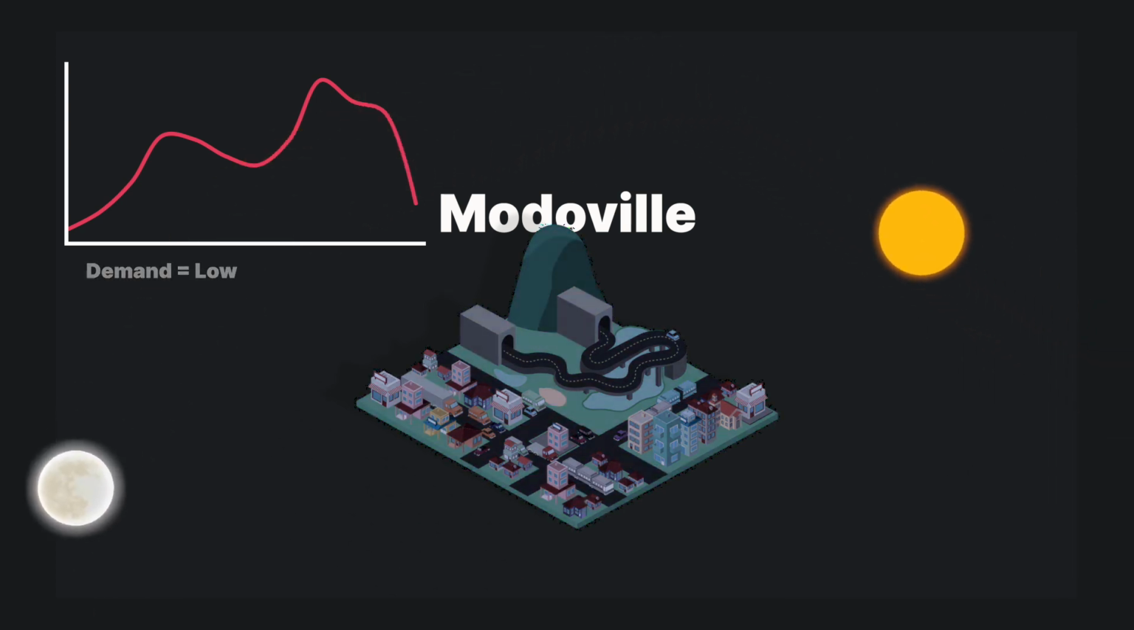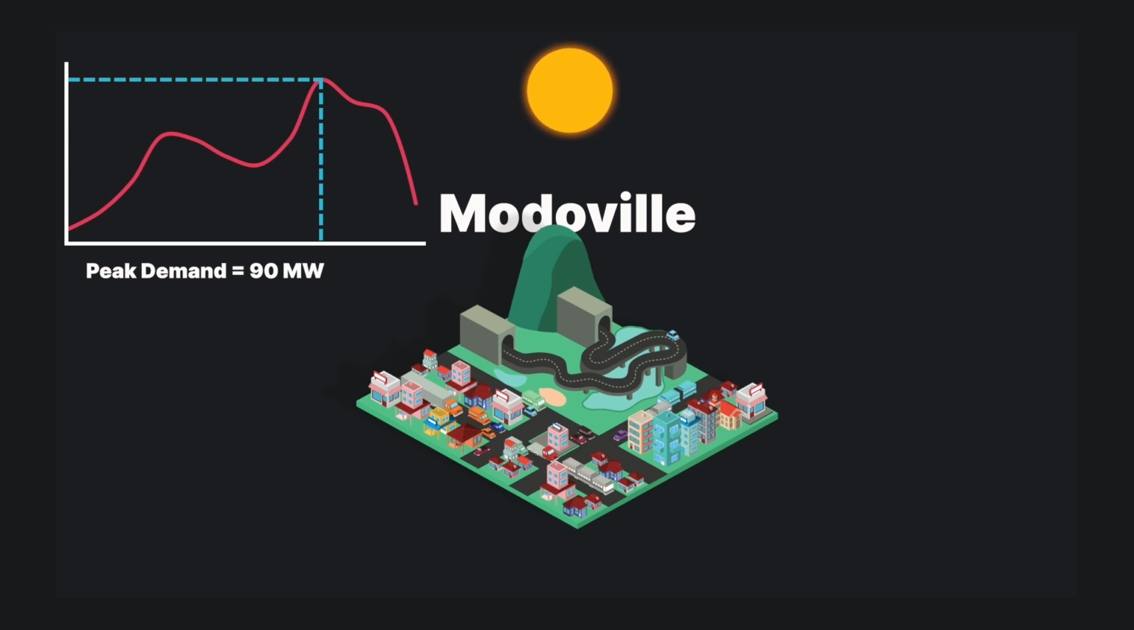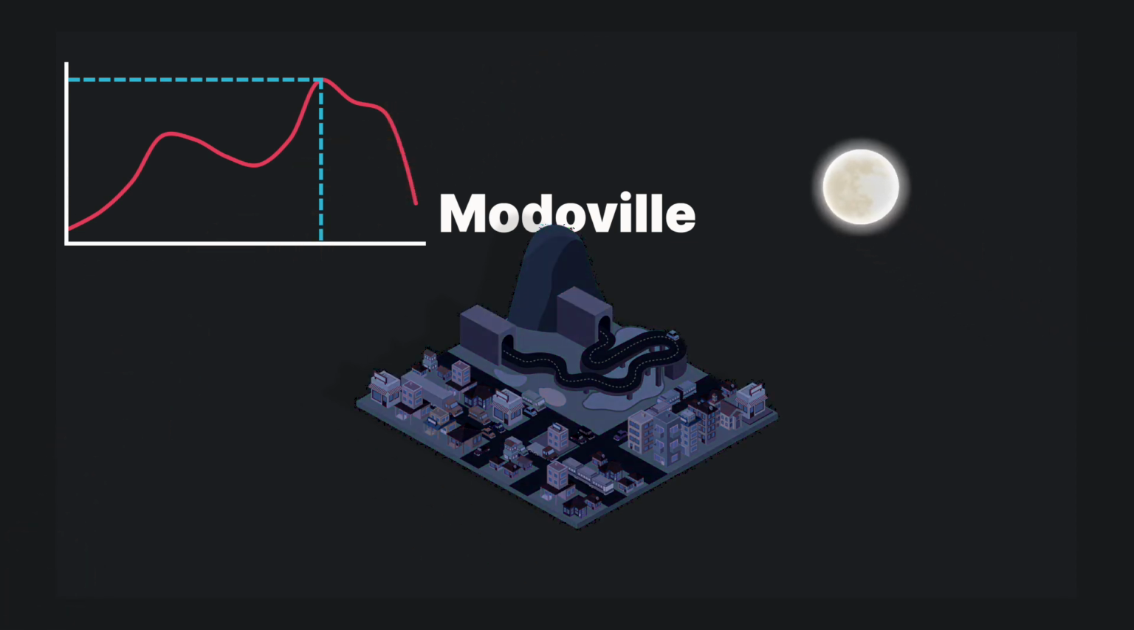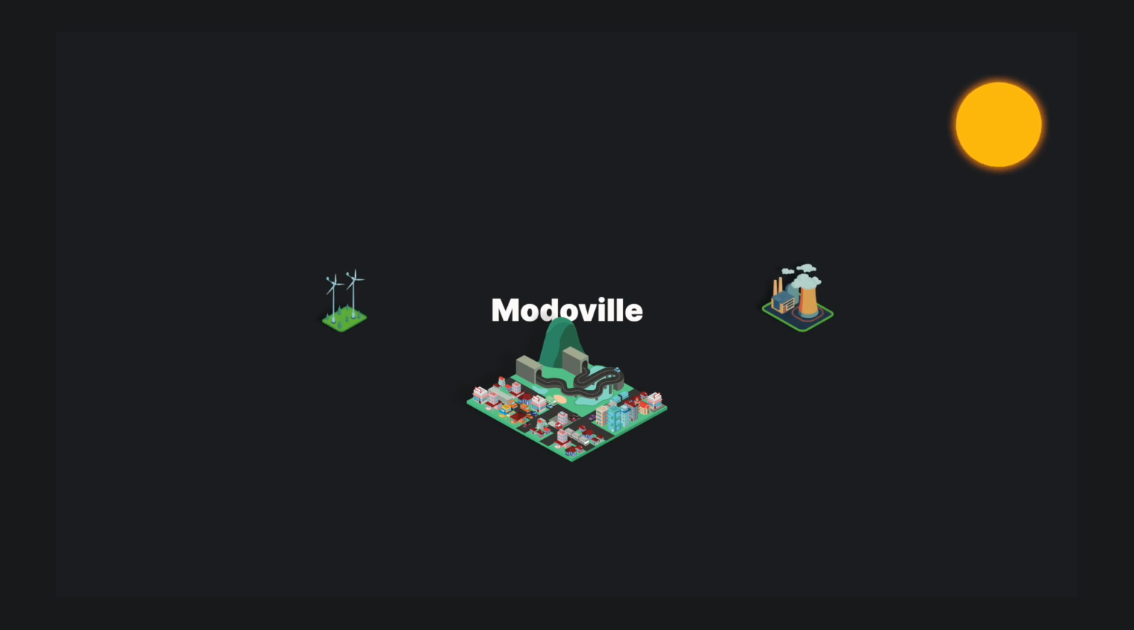As people wake up and businesses open, demand increases. As people finish the working day, go home, stick the kettle on, stick the TV on, demand hits its peak of 90 megawatts. At the end of the day, the townsfolk retire to bed, switch all the appliances off, and demand falls again. And finally, to link our new demand to our generation stack, we'll need to build a little transmission system. So now we're all set. We've got generation, demand, and transmission.